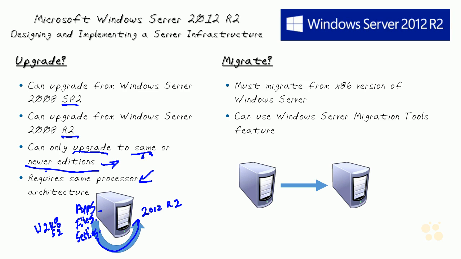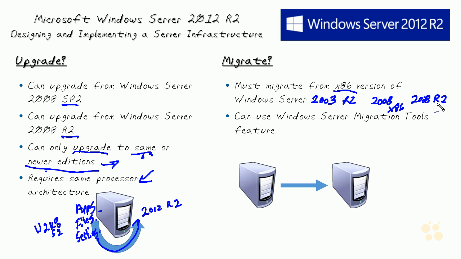Now you might be saying to yourself, okay, why would I want to go and migrate? Well, you're going to use migration when you're going from something like, as you can see here, an x86 version of Windows Server. I mean, it's not the 64-bit, so that's going to be things like Windows Server 2003. So you've got 2003, 2003 R2, and think about this, 2008 running x86, or even 2008 R2 also running x86.